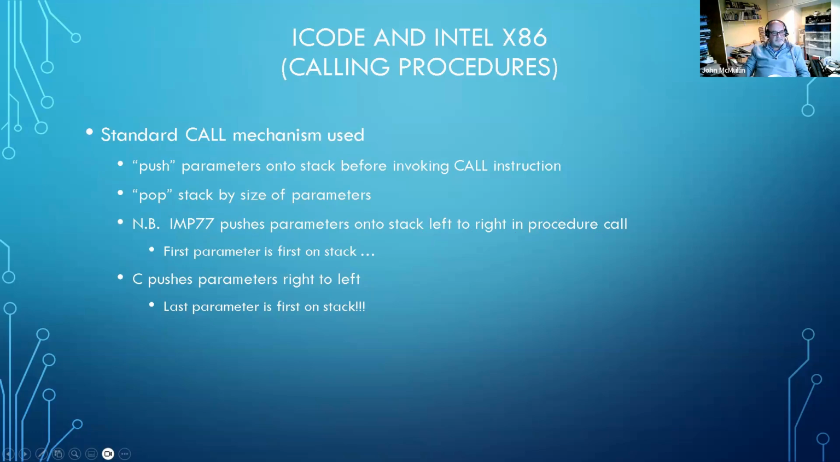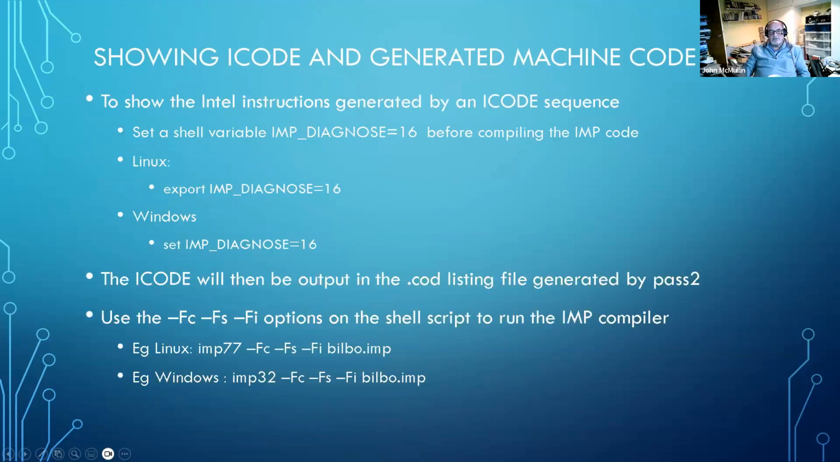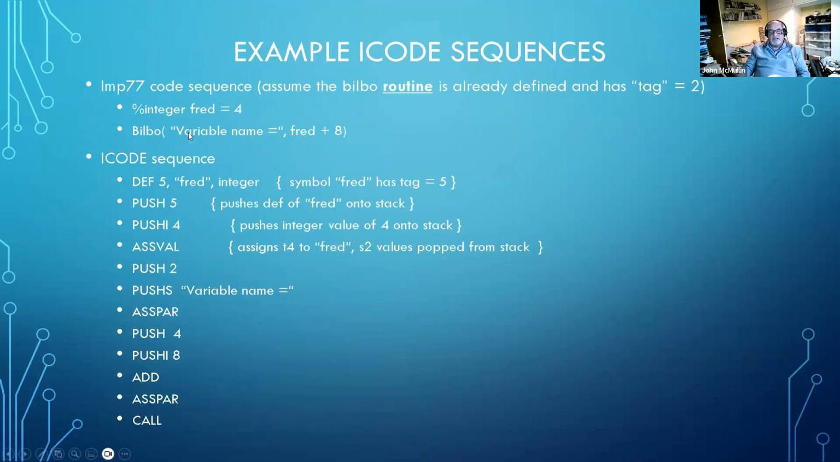So if you looked at this call here for Bilbo, we push this value onto the stack first, then Fred, and then the 8, then sort of code to work out this second Fred plus 8 parameter. This is how Imp does it.